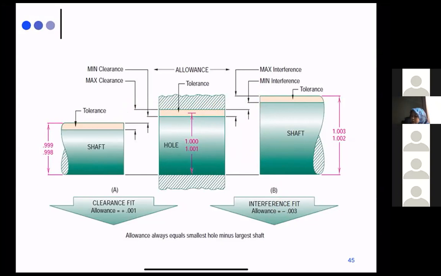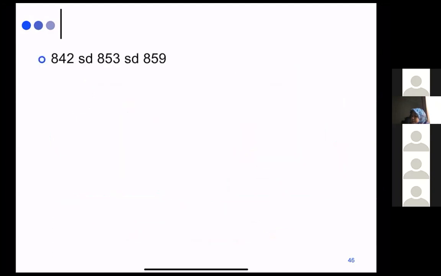Okay, so allowance will always equal the smallest hole minus the largest shaft. So that is the writing there.